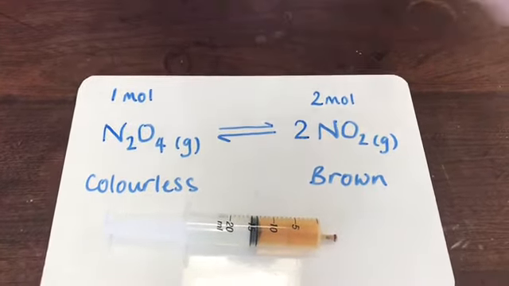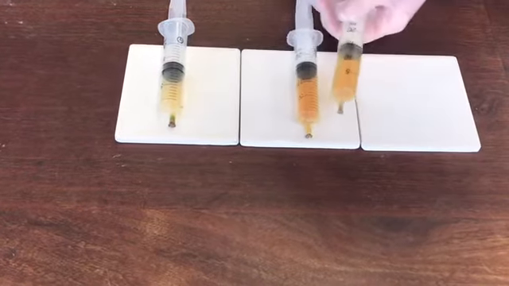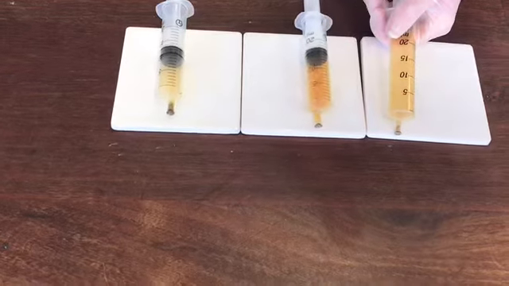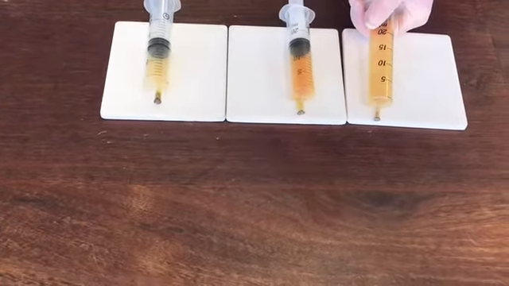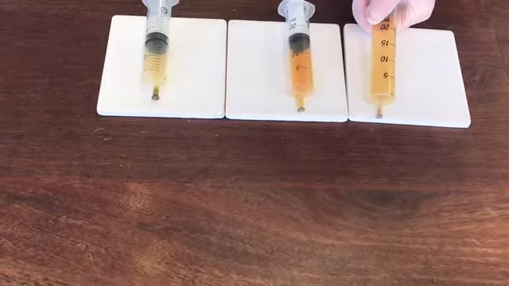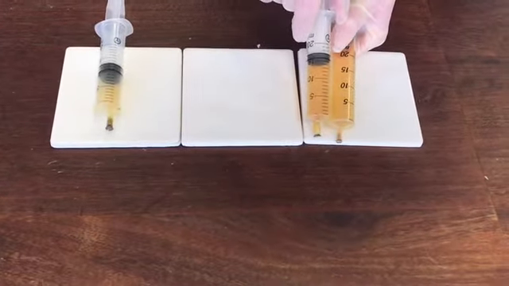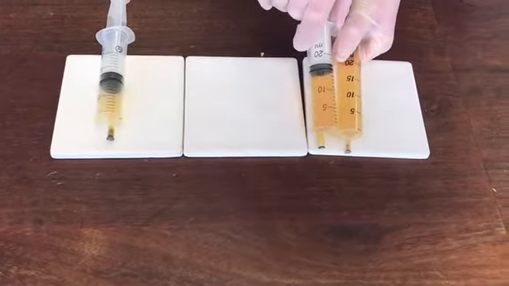Okay, so we're going to try it again and do a comparison. All right, this time I'm going to pull the plunger out on this one because it looks like there's slightly less gas in there in the first place. Okay, so we'll use that as our comparator. So to begin with, they're about the same colour. So I pull the plunger out, it gets much lighter, and then it should start to get darker again. It's starting to darken up a little bit, and I think it's almost the same colour as the gas that's in that syringe there.